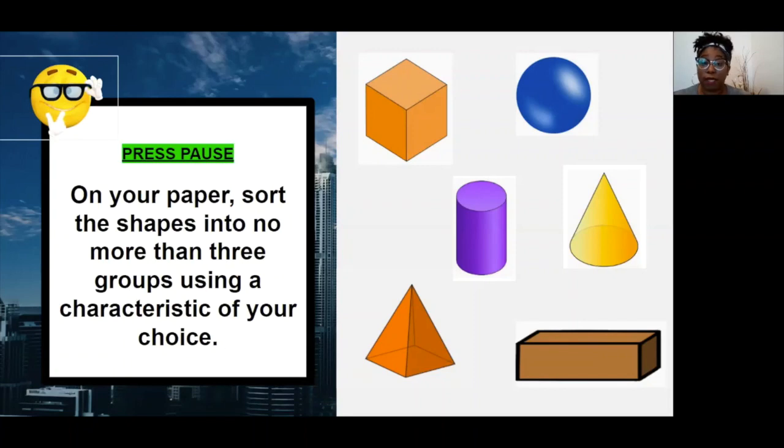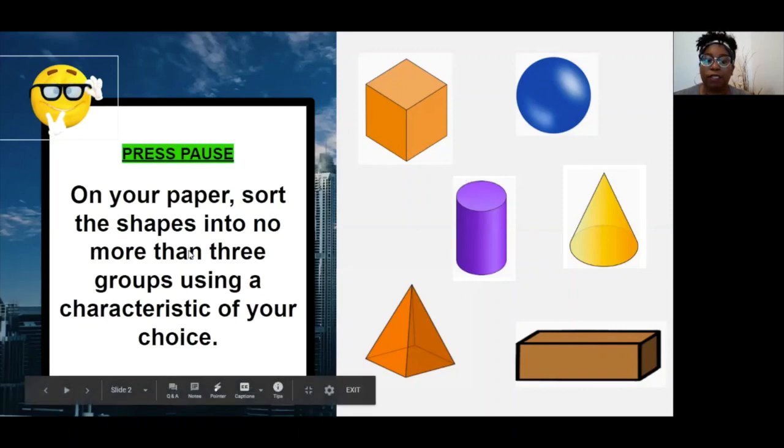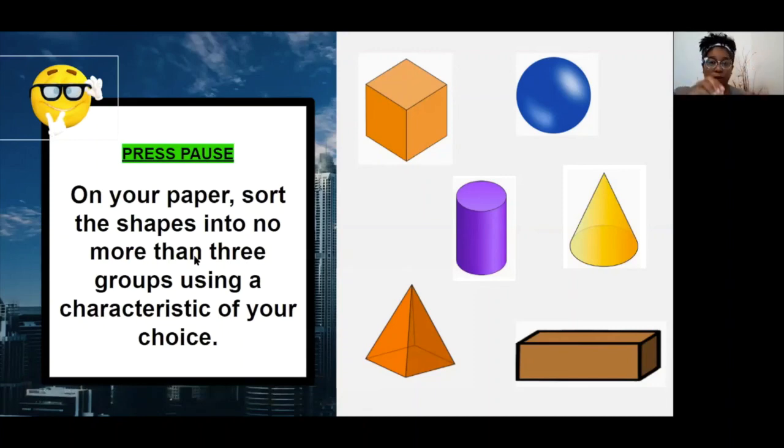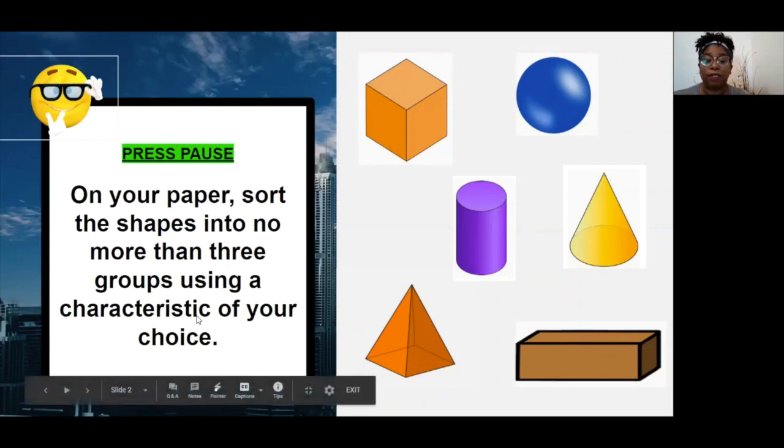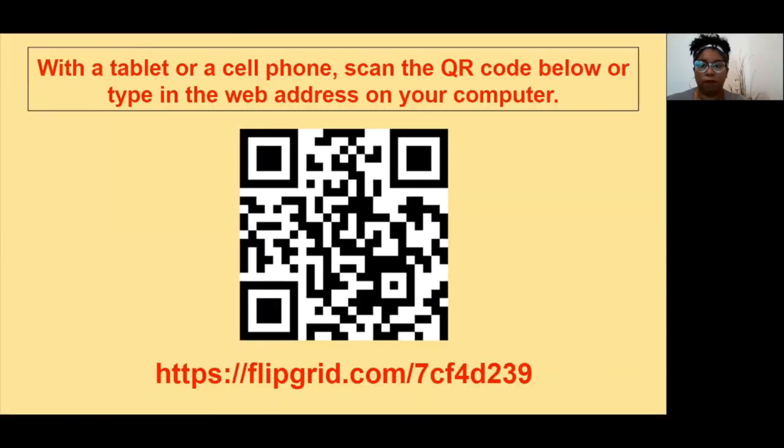Press pause if you need to, and then when you're ready, press play. Okay, you're going to use the shapes right here on the right to sort them into no more than 3 groups. That's group 1, group 2, group 3. Okay, and then you're going to name them, okay, using a characteristic of your choice.